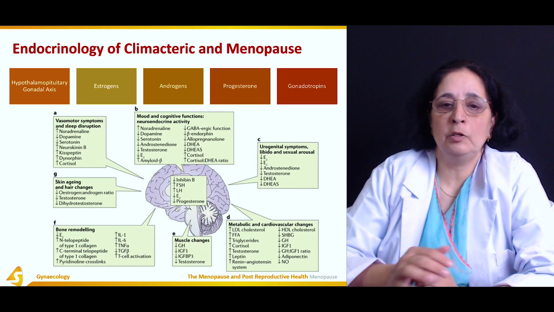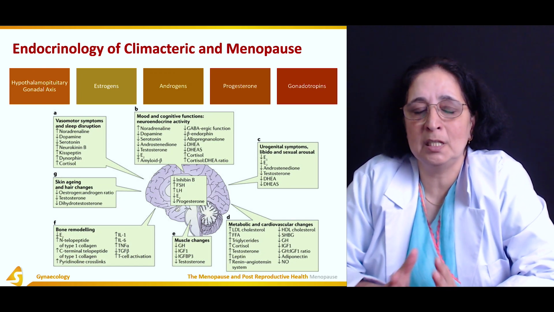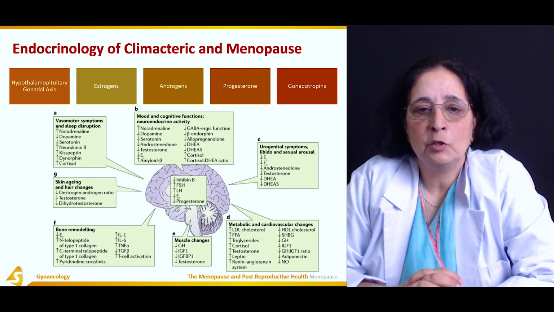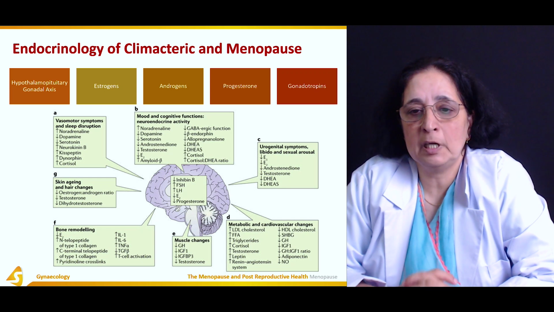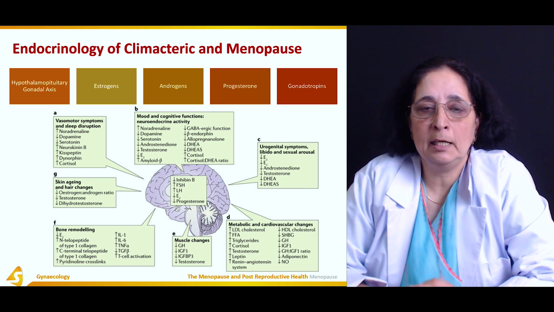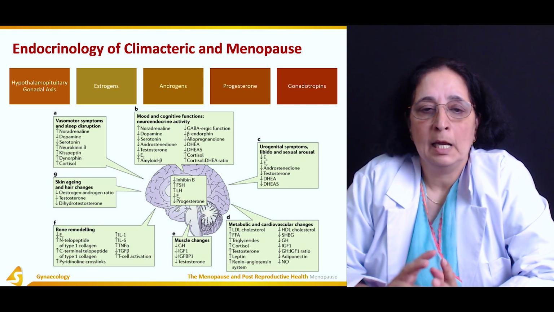Then endocrinology of the climacteric and menopause; these are two terms used side by side for the same purpose, so there is no difference between them. In the endocrinology, the hypothalamic-pituitary-ovarian axis is affected, and that affects the estrogen level, androgen level, progesterone, and gonadotropins after the menopause.